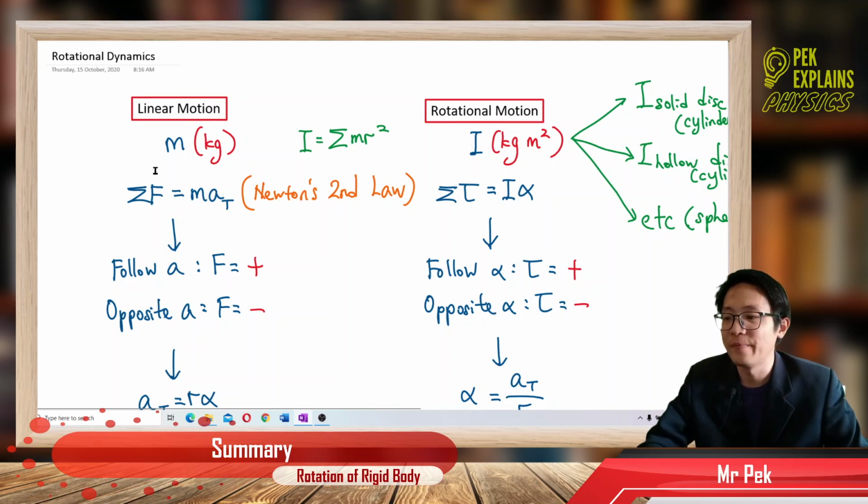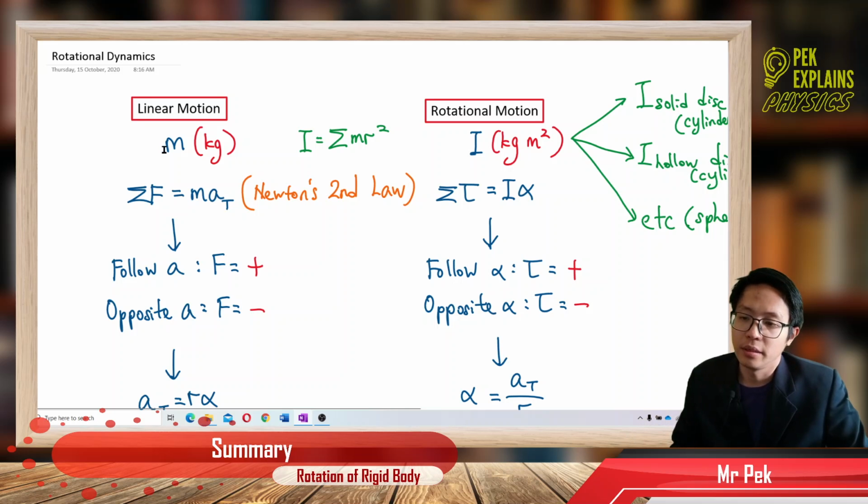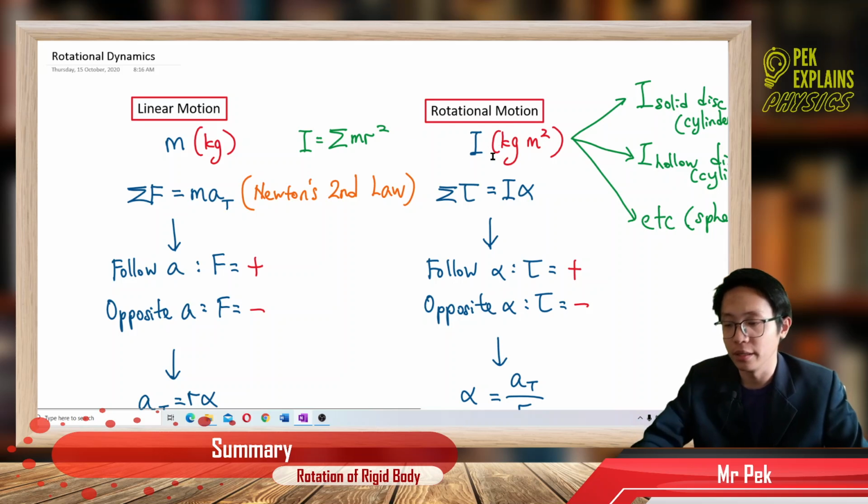Remember? Okay, now, first of all, you must know, in linear motion, we learn about mass. In rotational motion, we learn about moment of inertia. Mass is in kilograms. Moment of inertia is in kilogram meter squared. Why is the unit kilogram meter squared? Because moment of inertia is the summation of mr squared. m is kilogram, r is meter. So mr squared is kilogram meter squared. This is the moment of inertia.